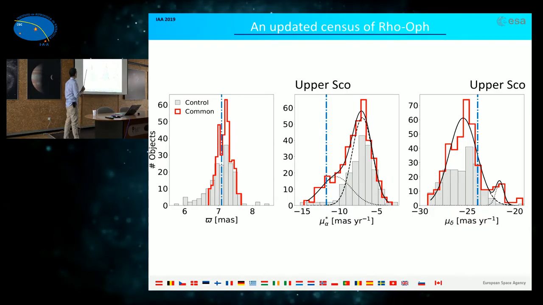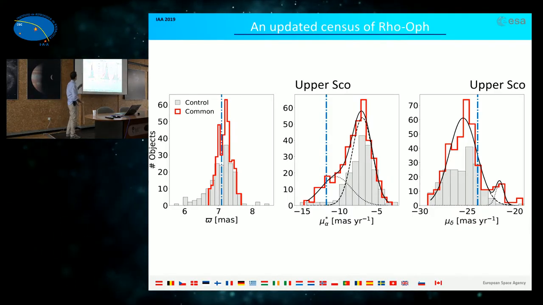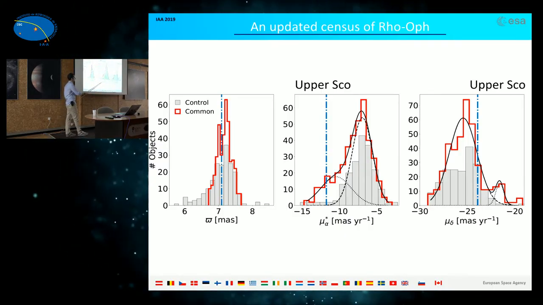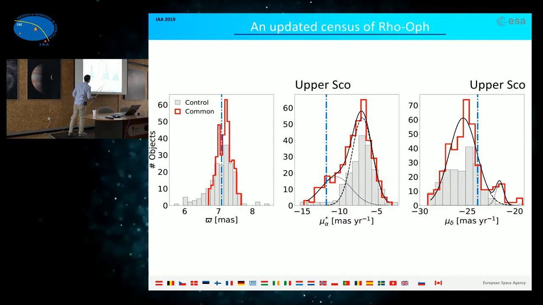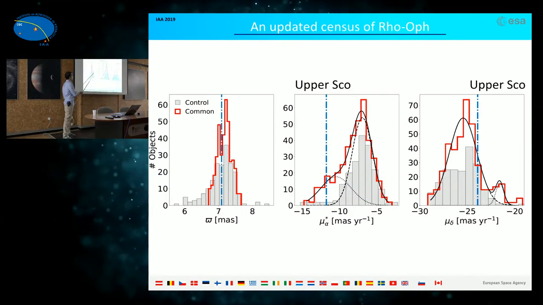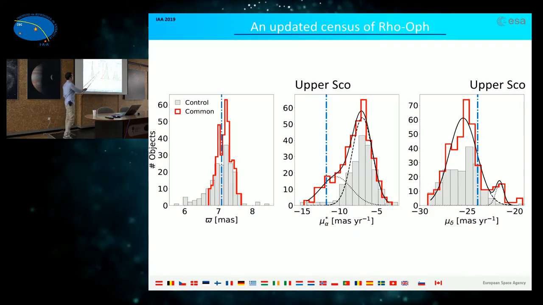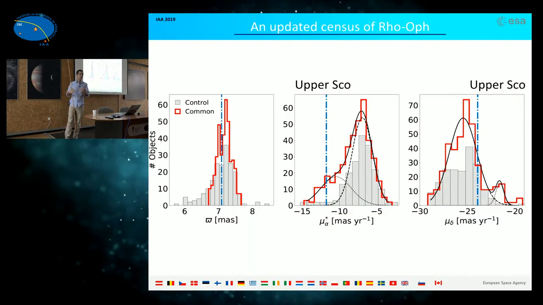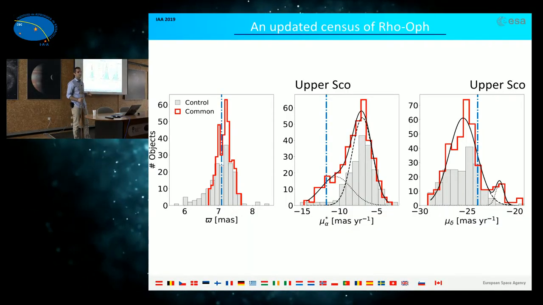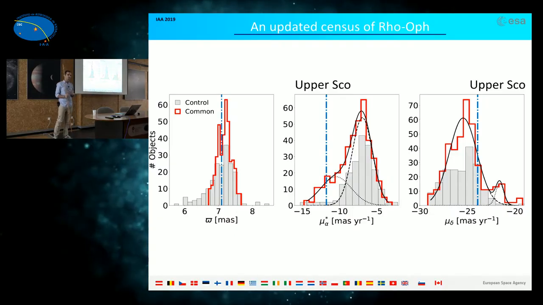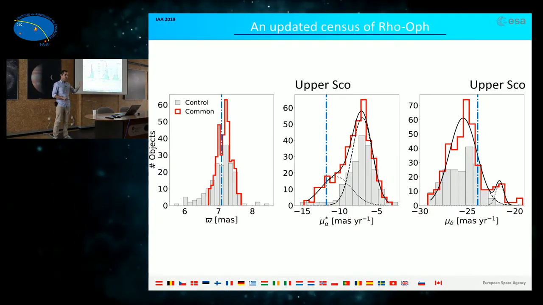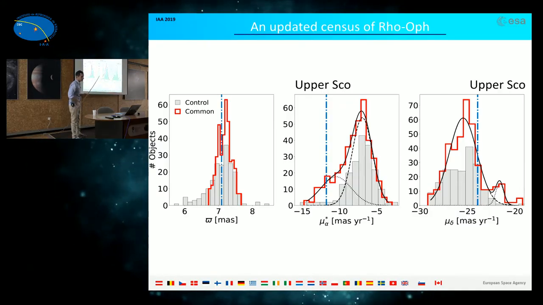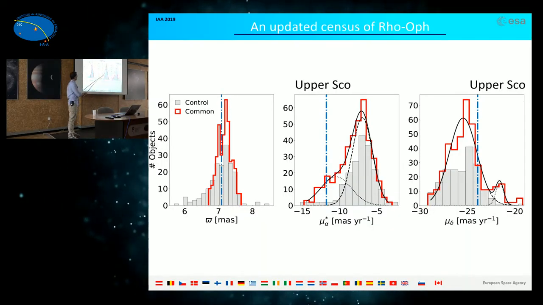Just to show you a bit about the properties of this common sample, here in gray I'm showing the distribution in parallax, the inverse of distance, of my control sample. This is the proper motion in right ascension and declination. This is the common sample, and this line shows the distribution of Upper Sco based on previous studies. Of course, as I was expecting, there is some contamination of Upper Sco members. By eye, I would expect something like 20 to 30%. This is something that I hope to clarify in the future with new observations. This is the small slope you see over here.